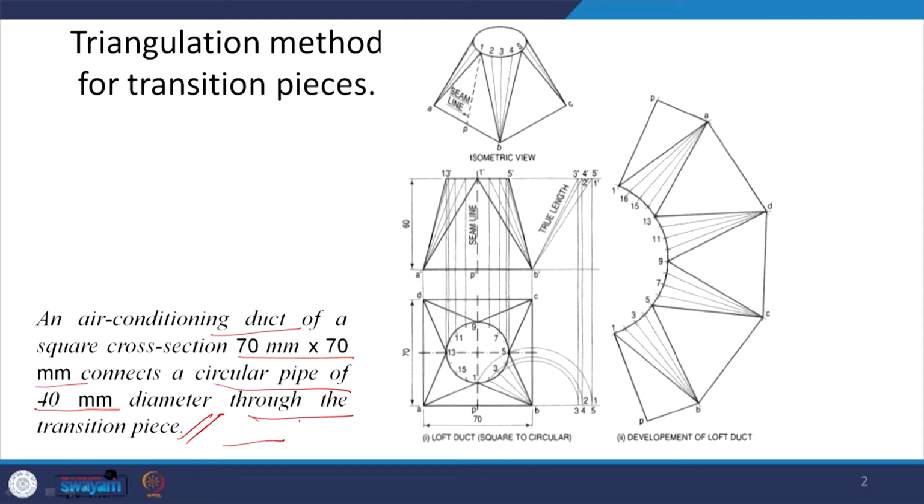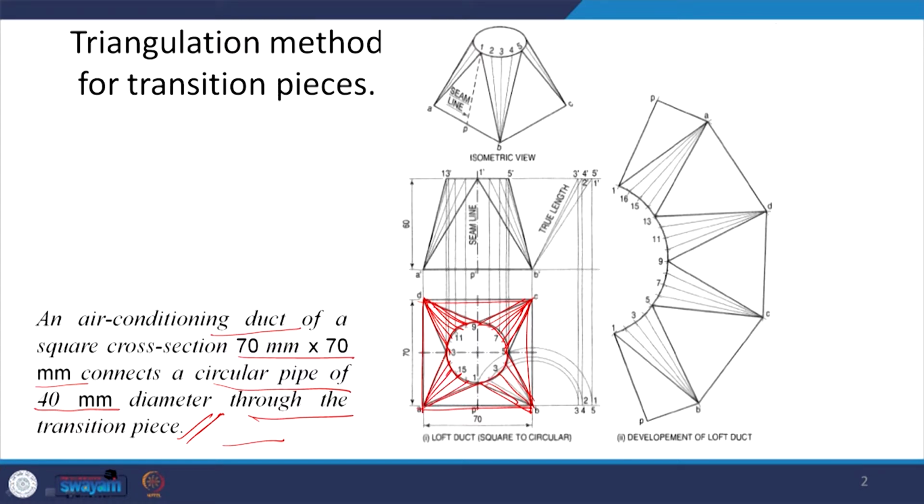So, what do you do? We know that we actually have a bottom square, which is where it connects to the square part of the duct. And then we have a circular piece of 40 mm. So, how will it be? We will have 4 triangular pieces which will be joining like this, and in between we will have these conical pieces which are going to be drawn here.